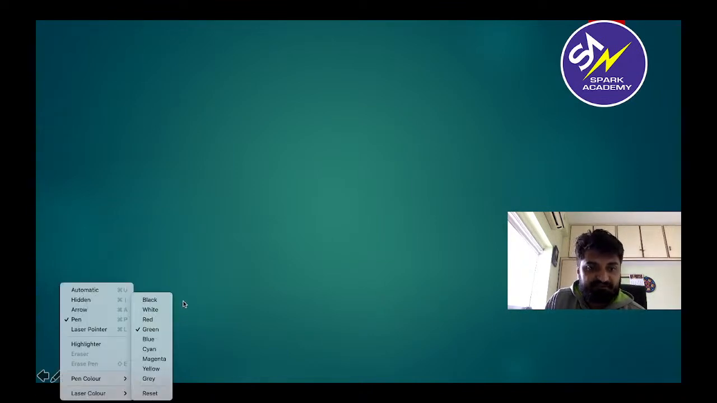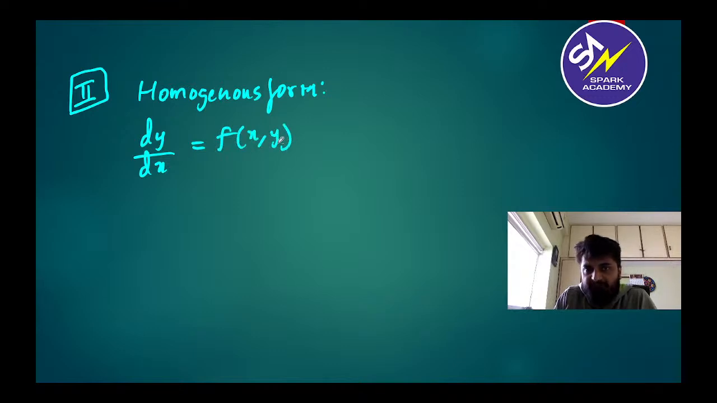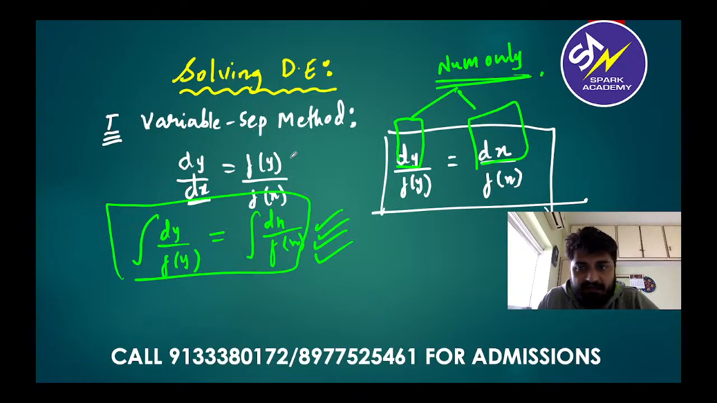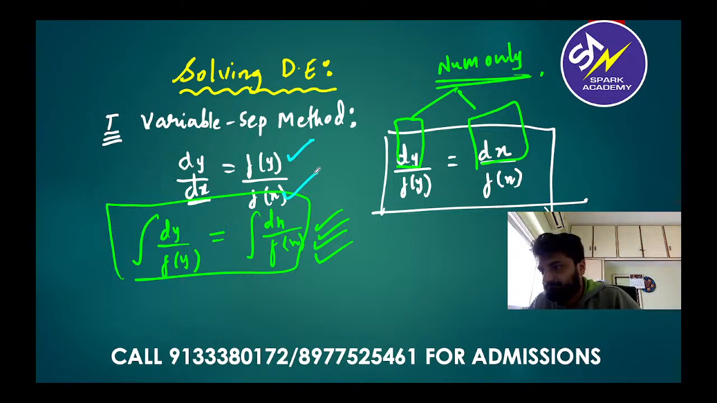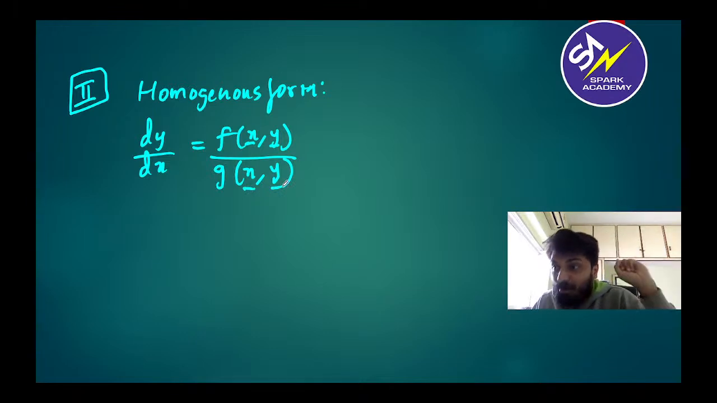So the second method is the homogeneous form. So suppose you have the differential equation dy by dx as some function of x comma y, and here also the denominator is a function of x comma y. Right, everyone? So what is the difference between this method and the previous method? There it was y separate, here it was x separate. Now here you have both x and y together, but they are homogeneous.